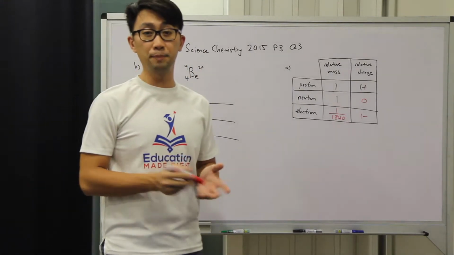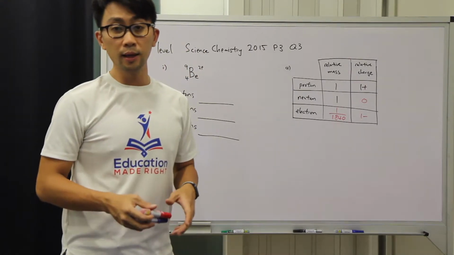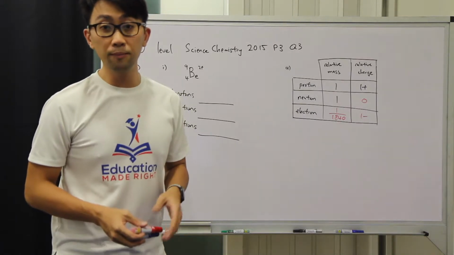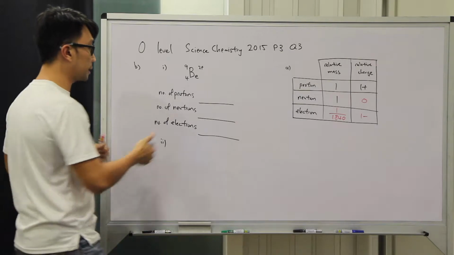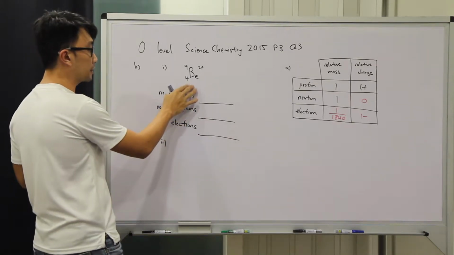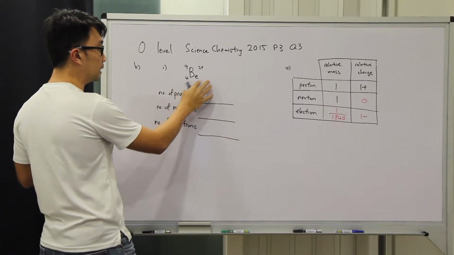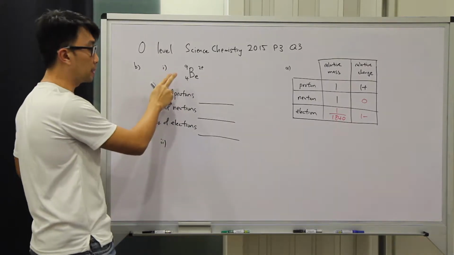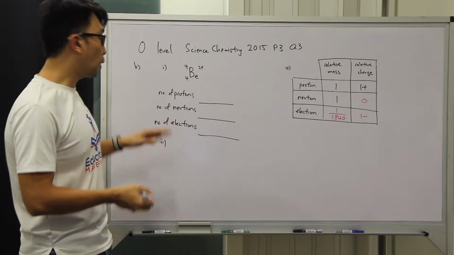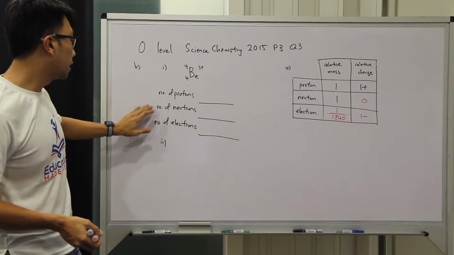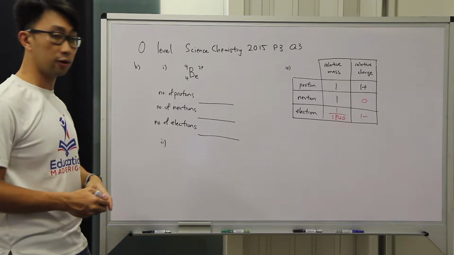Alright, let's look at part B1. A beryllium ion can be represented as, right, so I've got the symbols copied down here. We have a Be2+ with a 9 being the atomic mass and 4 being the atomic number. So here we are required to fill in the number of protons, number of neutrons and number of electrons.